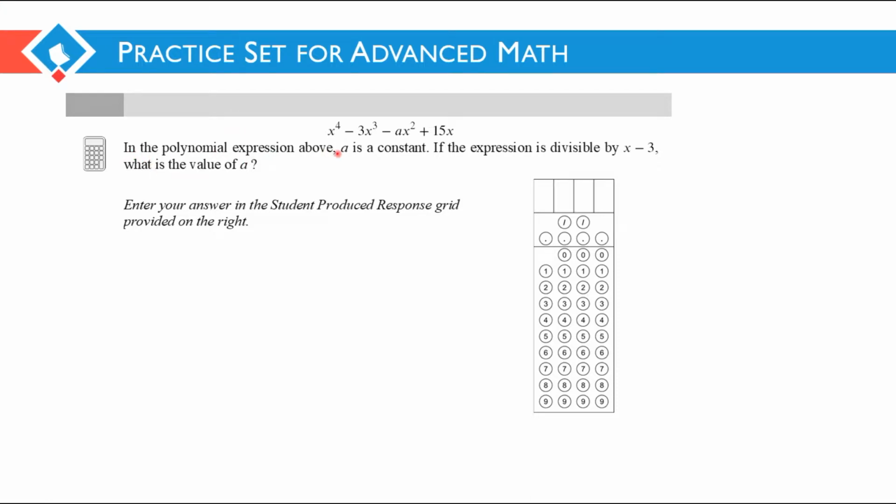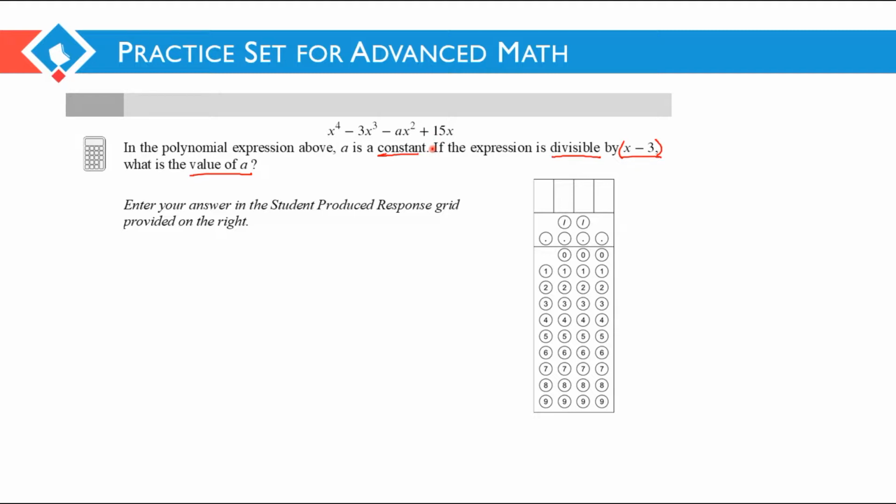In the polynomial expression above, a is a constant. If the expression is divisible by x minus 3, what is the value of a? So we're looking for the value of a in this case, and generally when they ask you if one expression is divisible by another expression, they just want you to see if this right here, x minus 3, is a factor of this expression here.